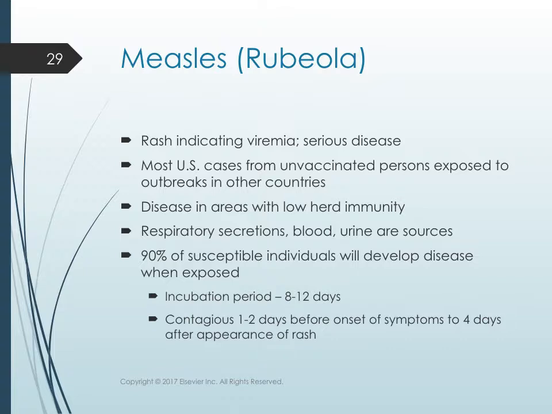It appears in respiratory secretions, blood, and urine, and it's highly contagious, so 90% of susceptible individuals will develop the disease when exposed. The incubation period is 8 to 12 days. But again, like most viruses, the most contagious period is 1 to 2 days before the onset of the symptoms to 4 days after the appearance of the rash.